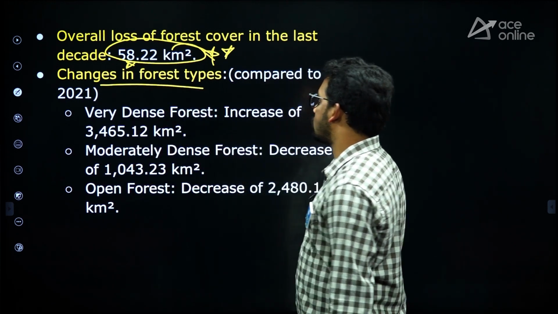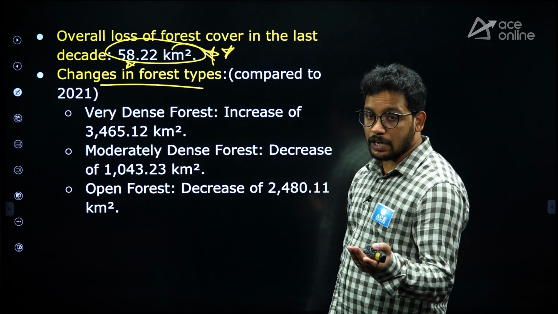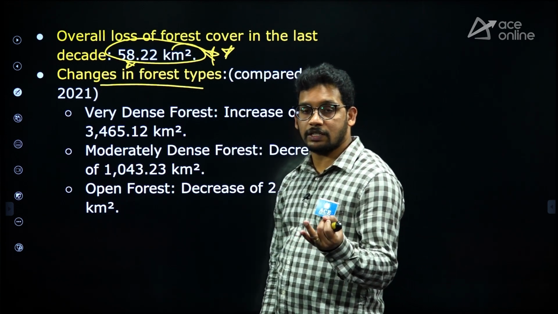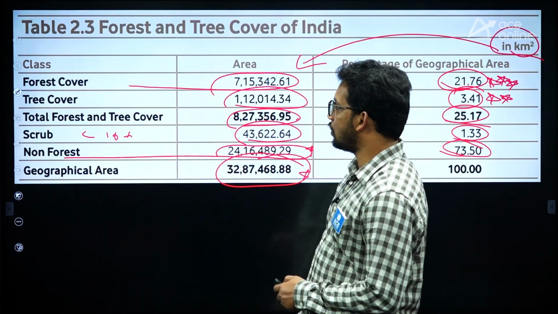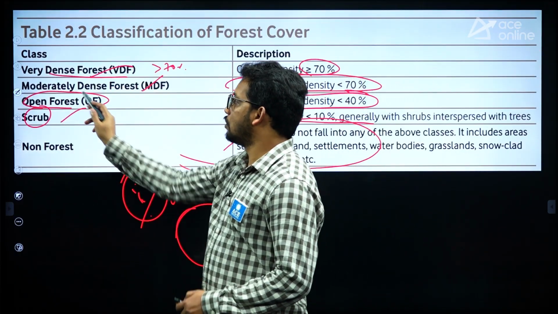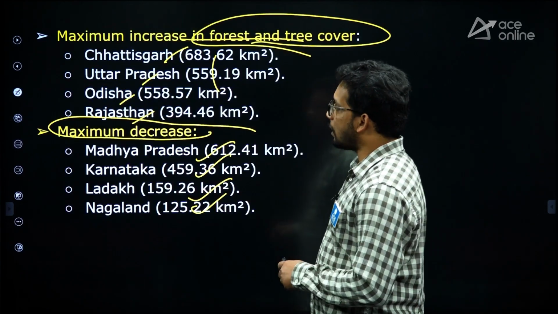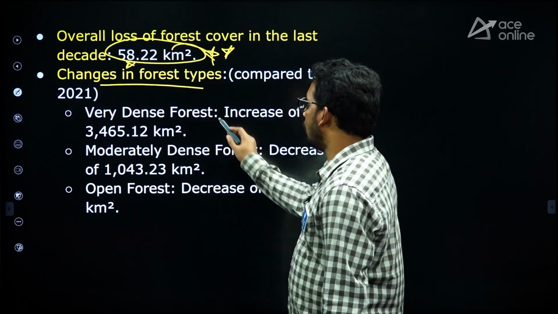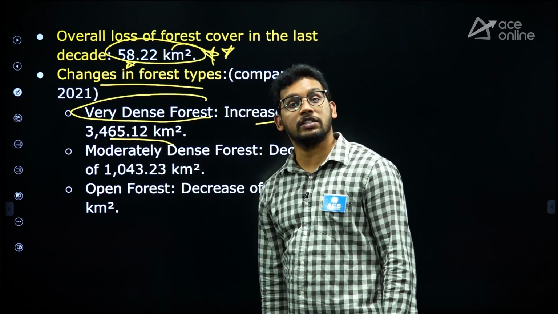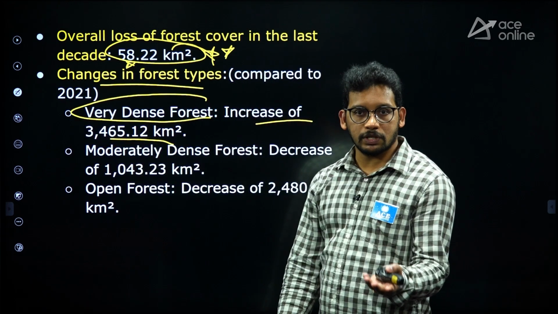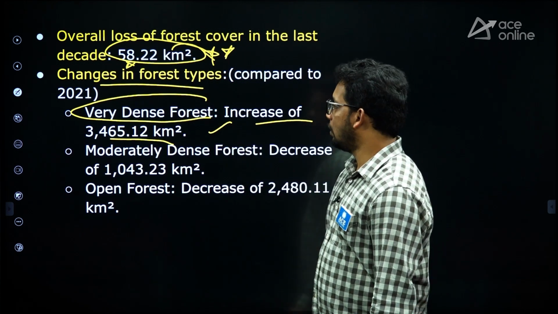Then change in forest types compared to 2021. We have different types of forest: very dense, moderately dense, open forest. We have seen the criteria. I'm showing you again. Open forest, what is the percentage? All these things we have already seen, but they have given this particular thing separately. Very dense forest has increased by 3,465 square kilometers, which is a good sign. We have increased our thick, very important forest, a positive sign.